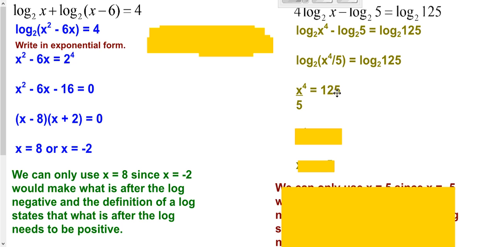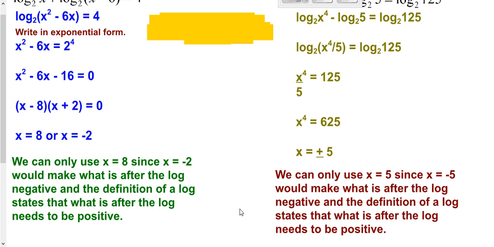Then we just have a nice normal equation. We can multiply both sides by 5. Then we can go ahead and take our 4th root, and we get plus or minus 5. Then you need to check it in the original. Does positive 5 cause you to get a negative after your logarithms up here? Well, we only have to check it here because it's the only spot with a log. Positive 5 works. Take negative 5, and it causes you to get a negative there. It does not work. So your only answer is positive 5.